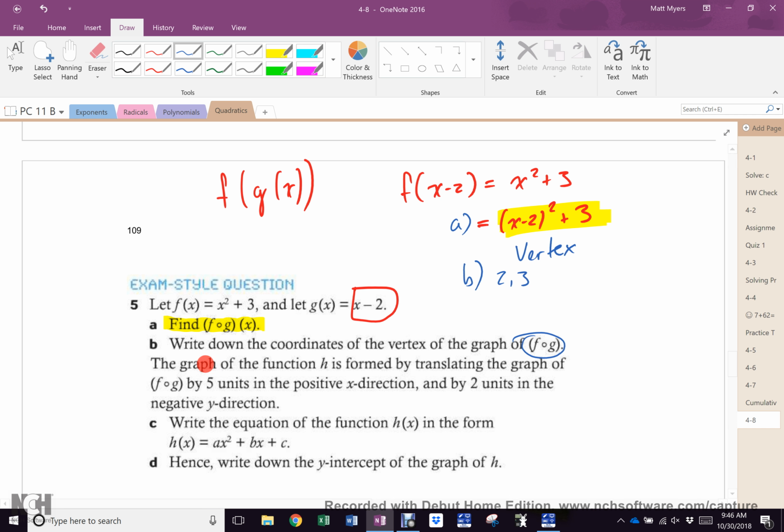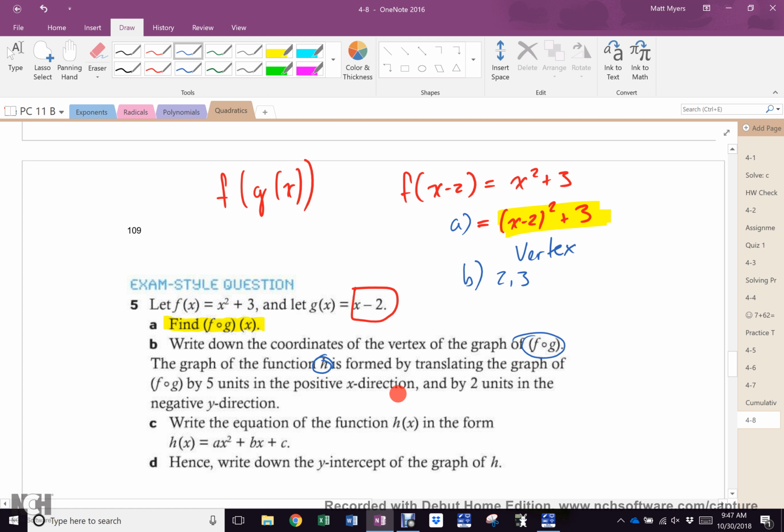But then there's more to B. There's a third function. Function H is formed by translating. What does that mean in math? What does it mean in English? What does it mean in any language? If I'm going to translate this math into Portuguese, what am I doing? I'm changing the words to Portuguese words. So translating a parabola in math must be changing that parabola, yes?